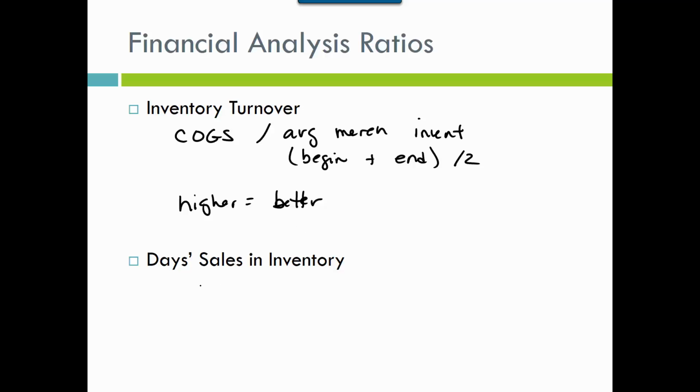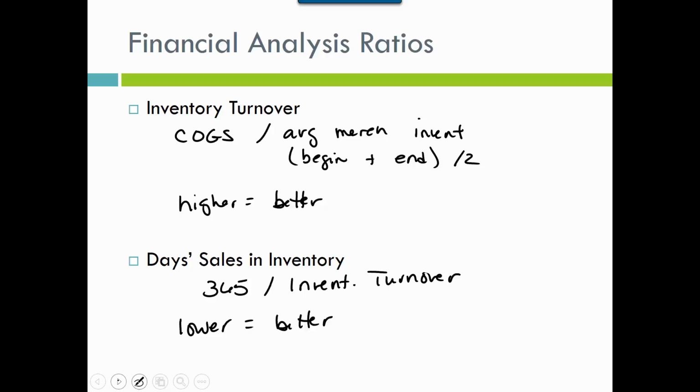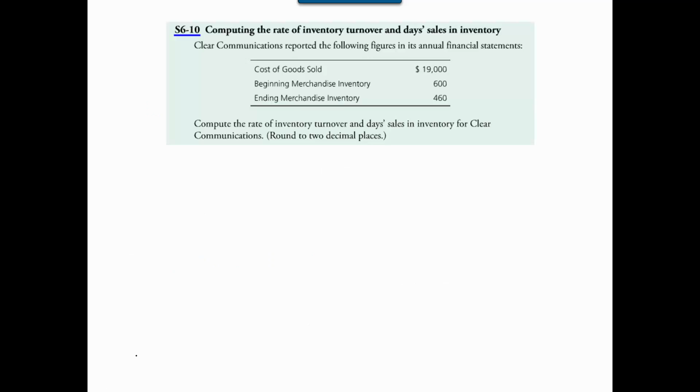Then once you get that, you can do days sales in inventory, which is 365 divided by that inventory turnover number that you just calculated. And for this one, lower is better. This tells you how many days on average an item sat here before it was sold. And you want to minimize that. You want to turn this stuff over as fast as you can to maximize your profit.